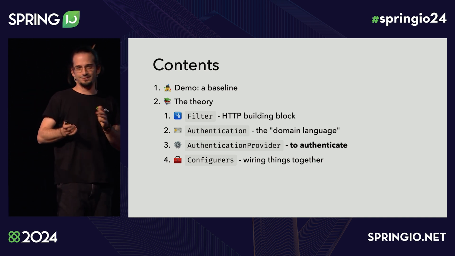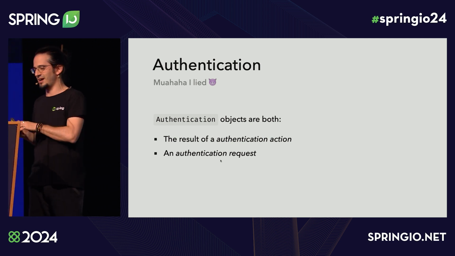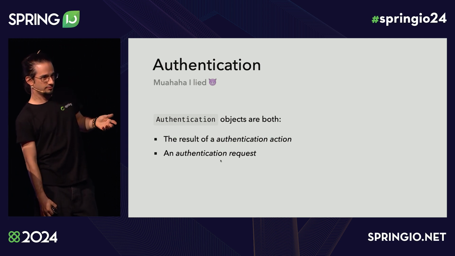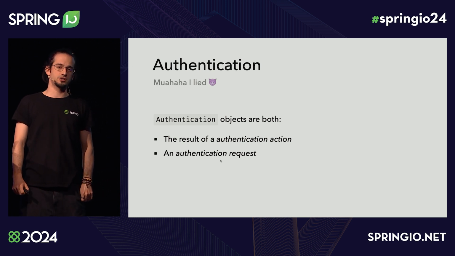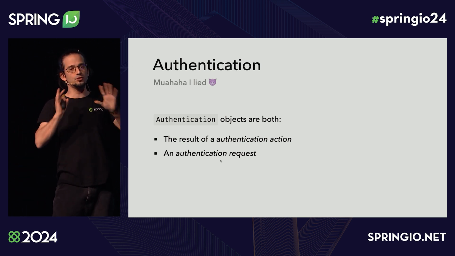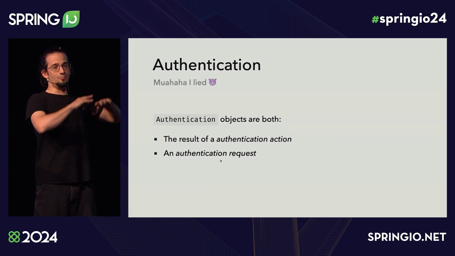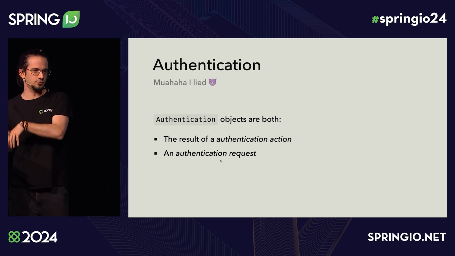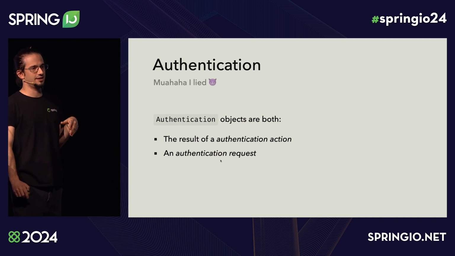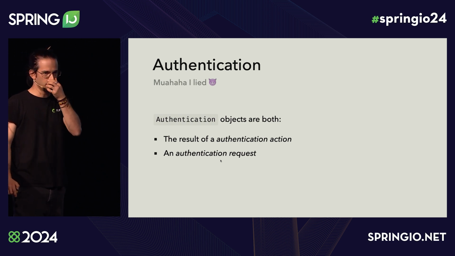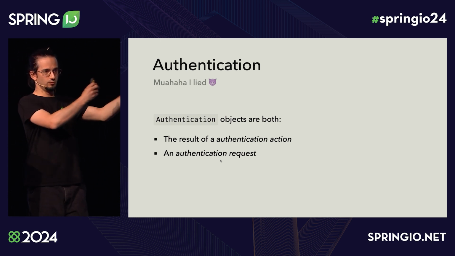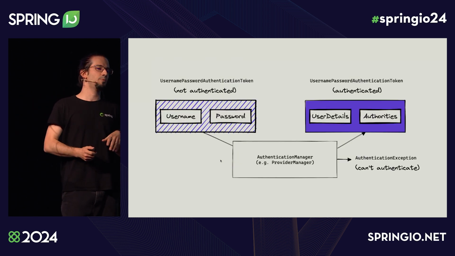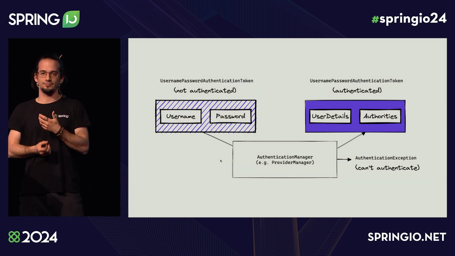That's because I simplified a little bit, or lied, I don't know how you want to call it. Authentication objects are more than just a representation of a logged-in user. In Spring Security, they're used for two things. They're either a bag of credentials that I want to authenticate, or the result of a successful authentication. So if we take the use case of username and password, this transformation from the username and a password to an authenticated authentication object happens in an authentication manager.